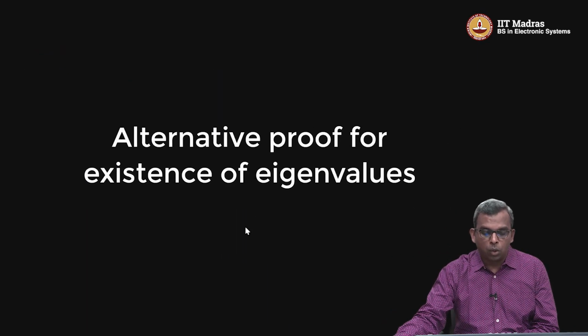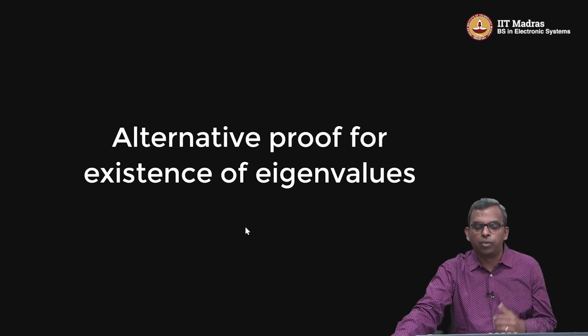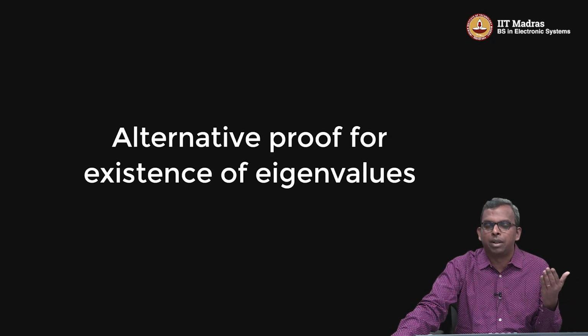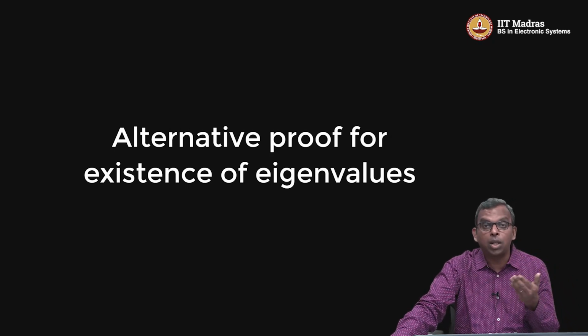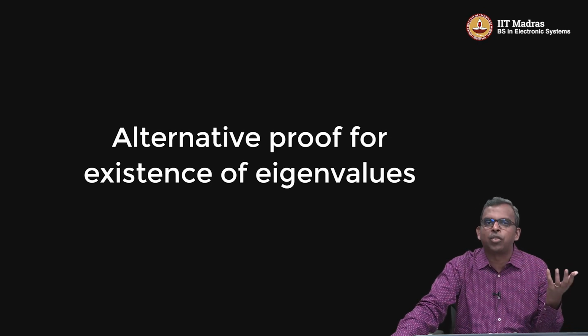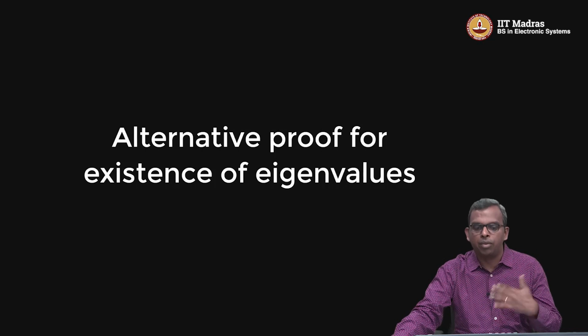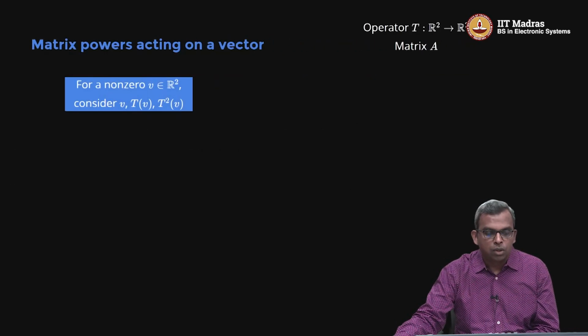Okay, here is a quick proof for the existence of eigenvalues. This is an alternative proof. We know for 2 by 2 linear operators from R2 to R2, or 2 by 2 matrices, eigenvalues clearly exist. They are the solutions of a quadratic equation. There is no problem there. But here is a quick alternative proof. I am going to go through this very quickly, because this proof will help us later on when we want to generalize.